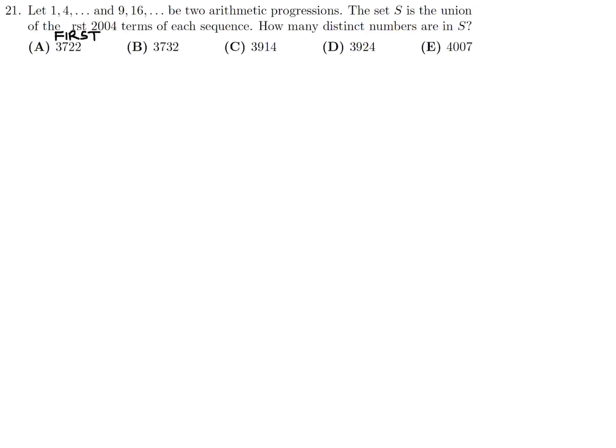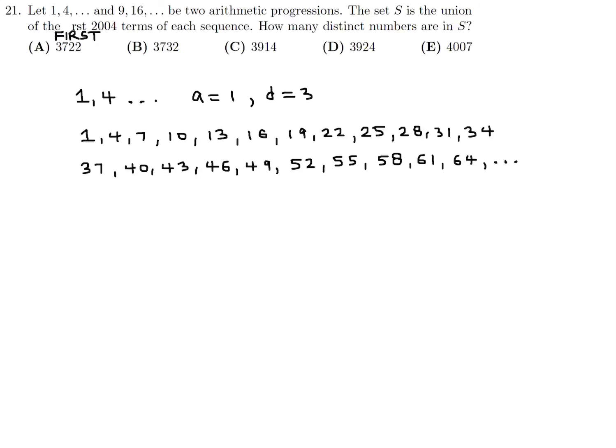So the first arithmetic progression will basically be of the form 1, 4, ... correct? In this case, A is equal to 1 and D is equal to 3. That's the difference. So this one will look like 1, 4, 7, 10, 13, and so on. I'll write out a few of them. And the next one is 9, 16, ... In that case, A is 9, and the difference in this one is 7. So I'll write out a few of those.